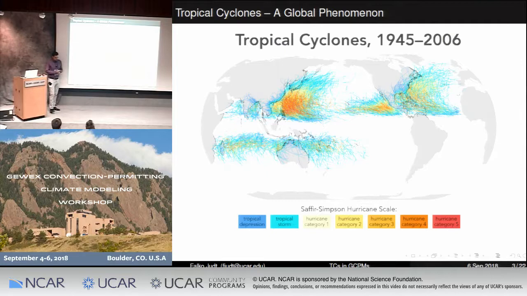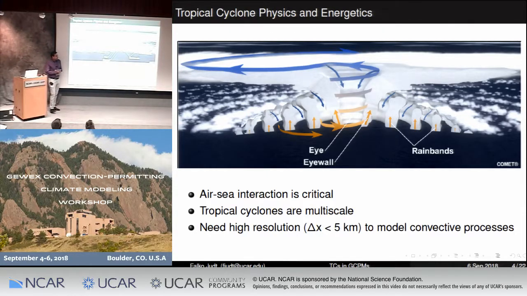Now, tropical cyclones are inherently multi-scale. And that's why we need high resolution to model them. So to understand this better, I want to go a little bit into the physics and energetics of tropical cyclones. So this is a cutout here of a tropical cyclone, or TC. And tropical cyclones are creatures of the warm ocean. They're essentially heat engines that pick up heat from the warm tropical ocean surface, release the energy in the clouds, and convert that heat energy into wind speed, into momentum.